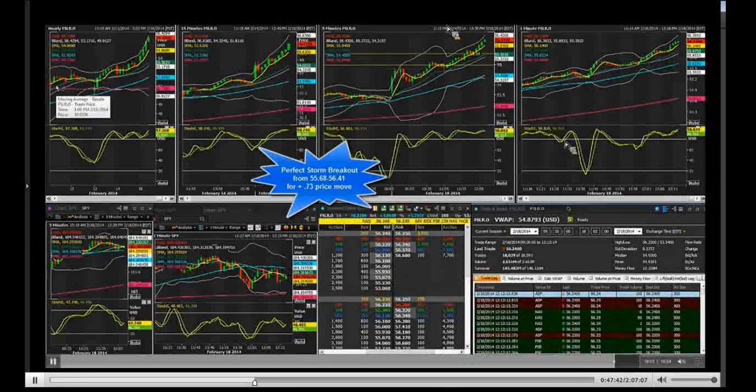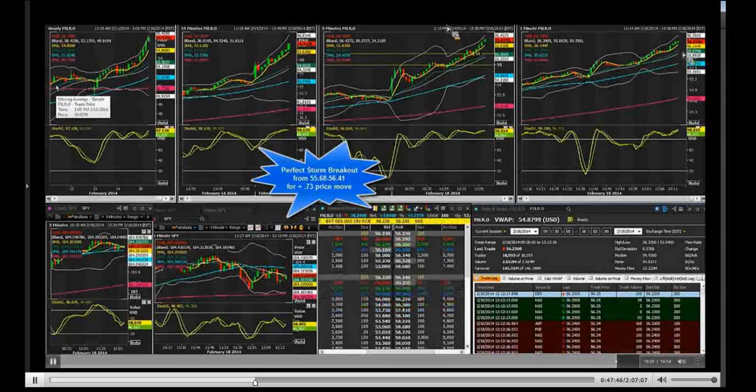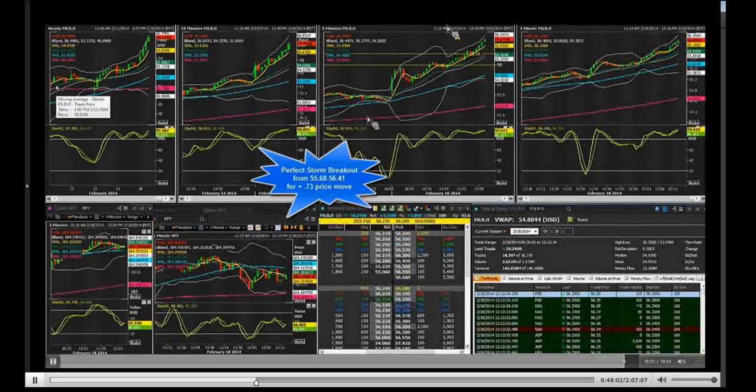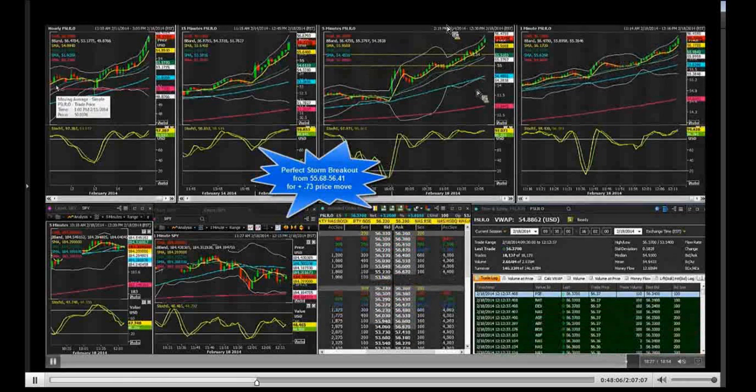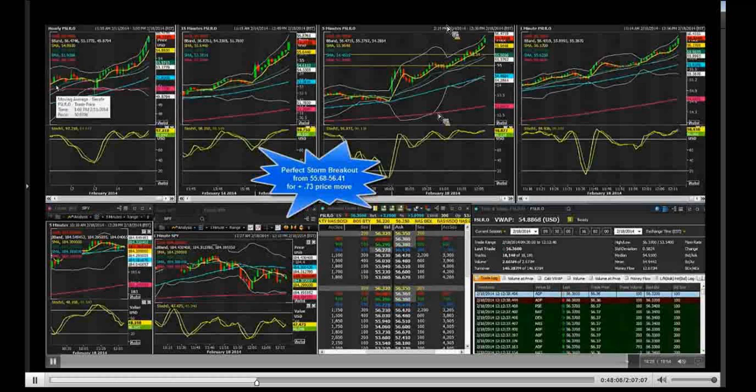And anyway, this is what your First Solar perfect storm breakout looks like. Now you have your 1 minute mini pup grind, 5 minute continues to grind, 15 minute, well, 5 minute pup, 15 minute mini pup, and a 60 minute pup breakout. Okay, so the perfect storm breakout triggers a nice move from that 55.68, 55.71 trigger, okay, up all the way towards the 56.41 area. All right.